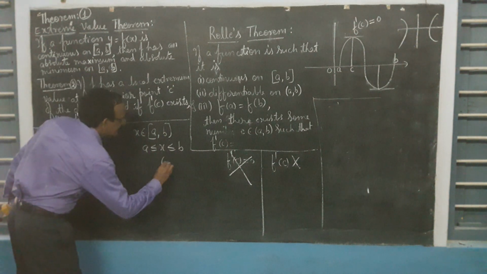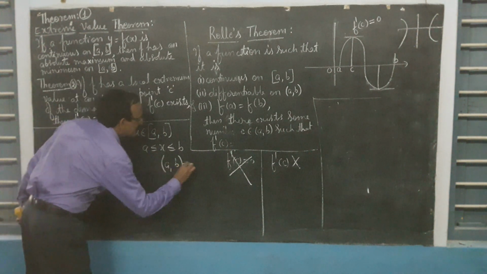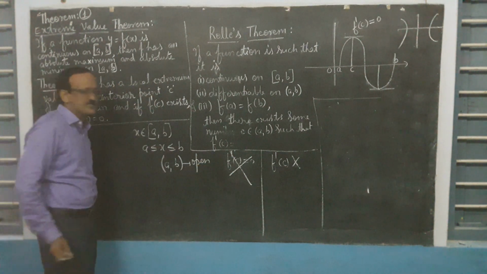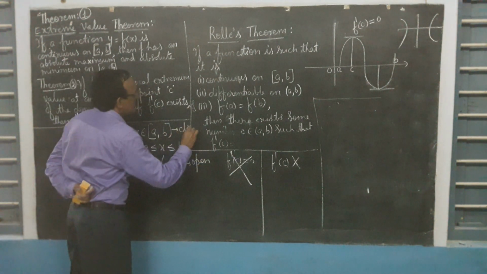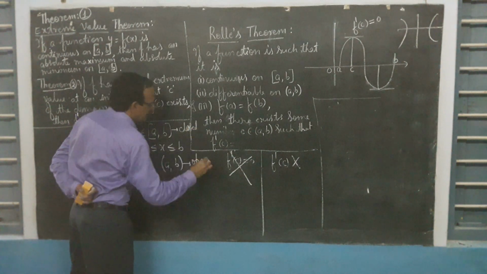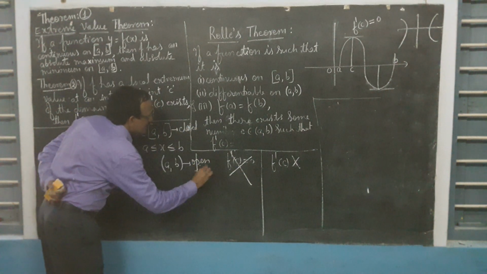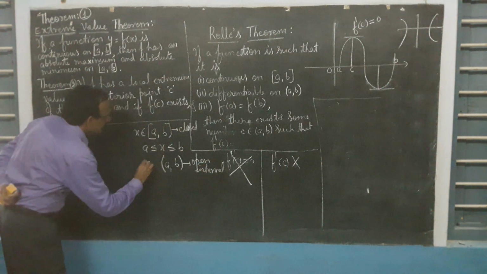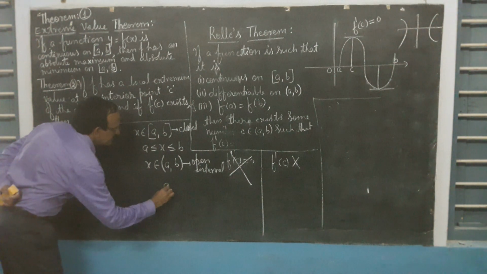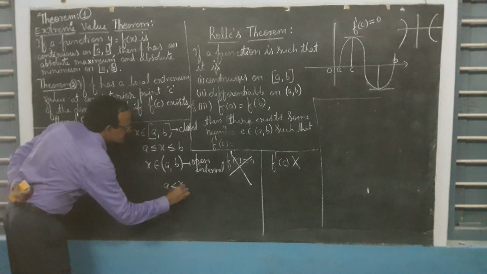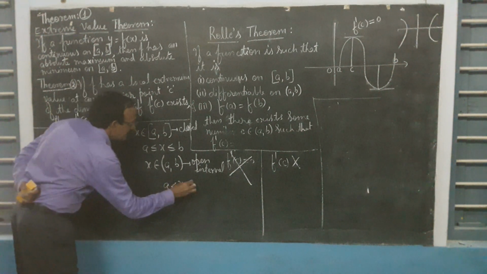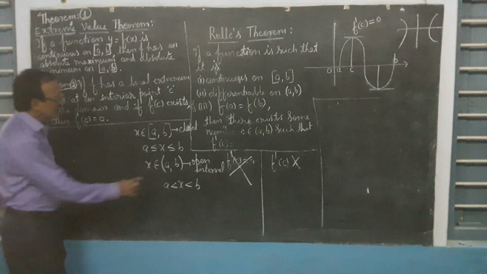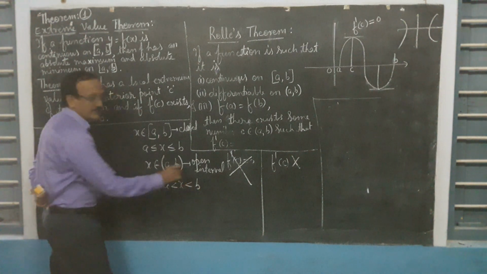What do you mean by open interval? This is the bracket you are using for an open interval. Please understand this very carefully. The notation is for a closed interval, the other one is for an open interval. What is open interval ab? Open interval ab means if you take an x here, then that x is strictly greater than a and less than b. x lies between a and b. It is neither equal to a nor equal to b.